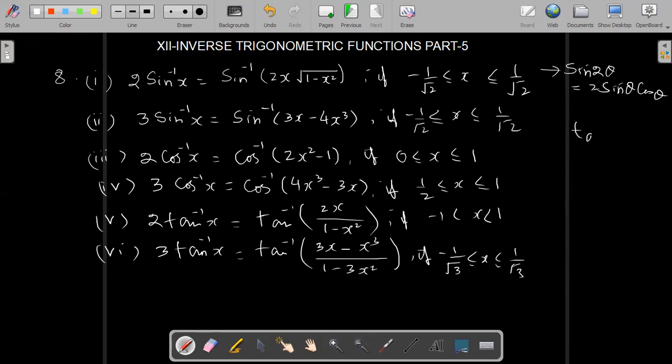Tan 2 theta. First we have seen 2 tan theta upon 1 minus tan square theta, this one. And tan 2 theta is also equal to, in terms of sin 2 theta. We will write sin 2 theta in terms of tan theta. So that formula will give you the result of this one.